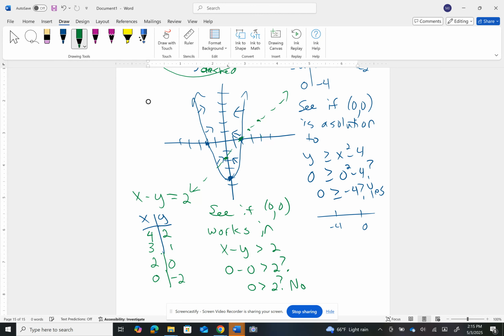2 is bigger. So that means 0, 0 doesn't work. So here's my line. Here's 0, 0. And 0, 0 doesn't work, so I have to shade this way.